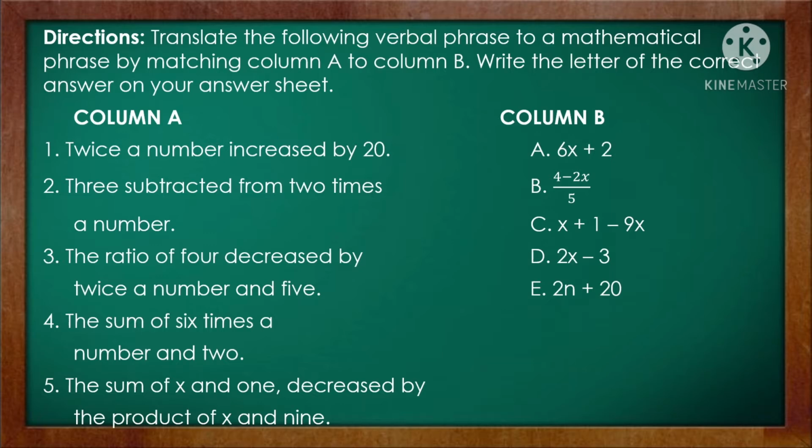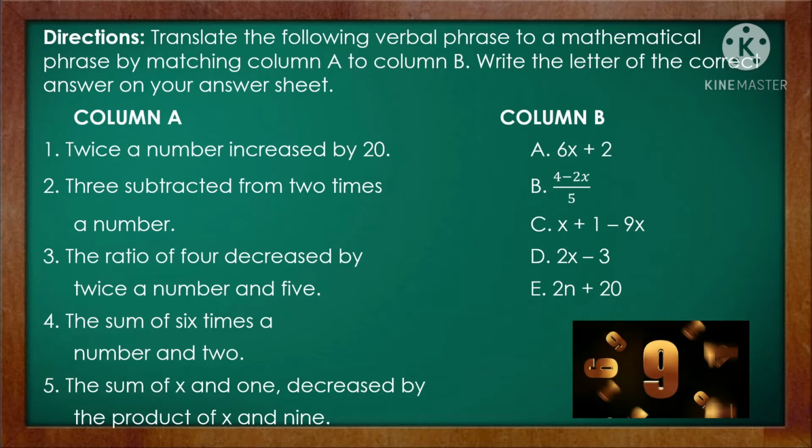Number 1. Twice a number increased by 20. Number 2. 3 subtracted from 2 times a number. Number 3. The ratio of 4 decreased by twice a number and 5. Number 4. The sum of 6 times a number and 2. Number 5. The sum of x and 1 decreased by the product of x and 9. You have 10 seconds to do this.